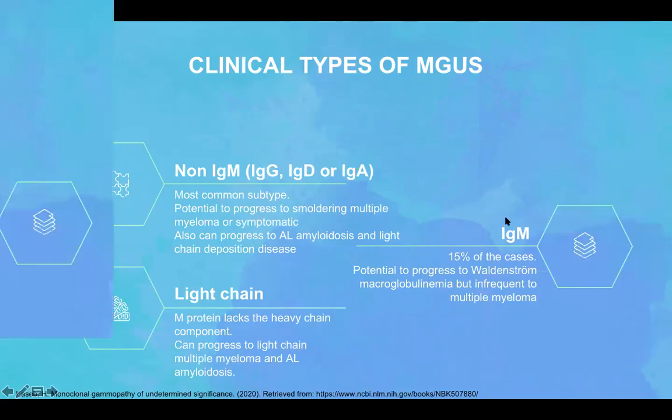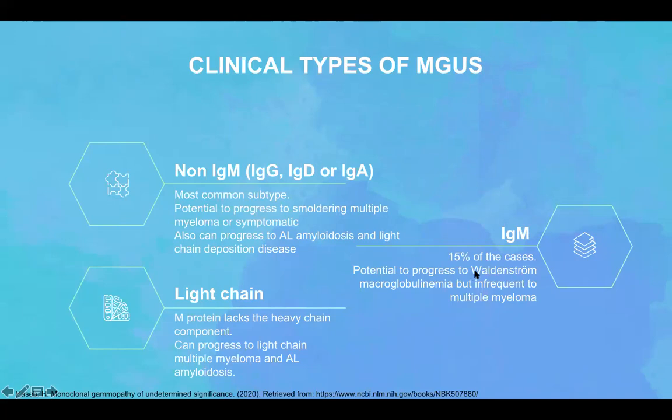The other case is IgM MGUS. This accounts for 50% of the cases, and in this case, it's going to progress to Waldenström macroglobulinemia, but it's infrequent that this disease progresses to multiple myeloma. And the last one, which was recently discovered, is light chain MGUS. In this case, the M protein does not have the heavy chain of the immunoglobulin, and this disease can progress to light chain multiple myeloma and also amyloidosis.